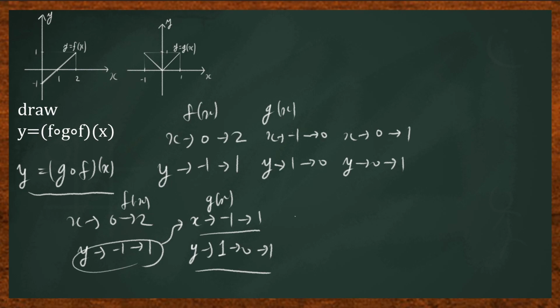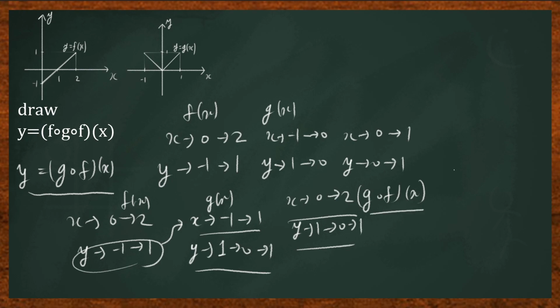So this means that g(f(x)) is showing that when x goes from 0 to 2, y will be going 1 to 0 to 1. So let's try to use this method and try to solve f(g(f(x))).